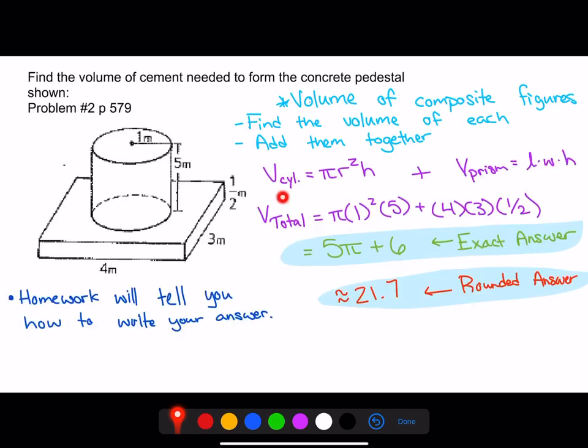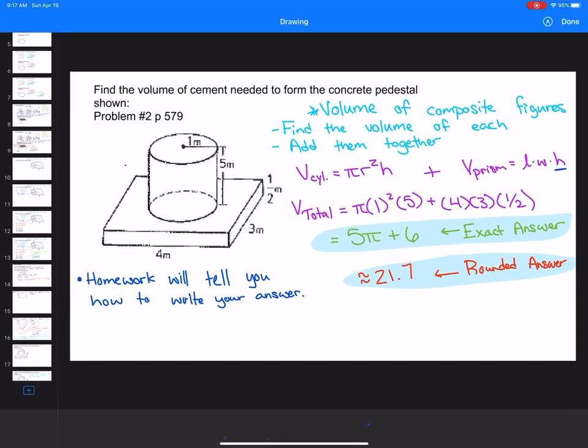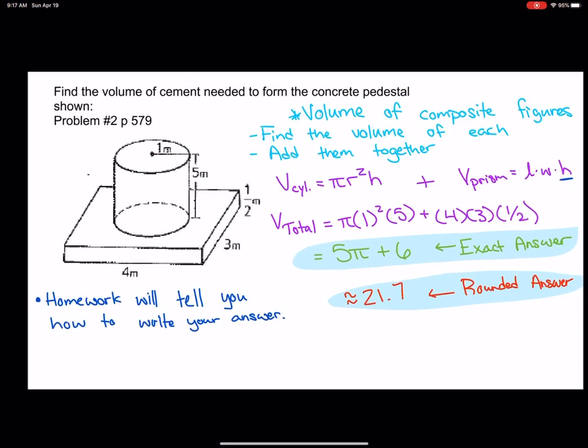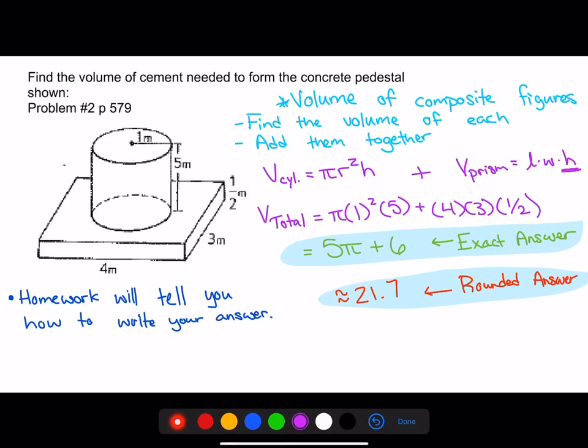First, the volume of a cylinder is, again, pi r squared times height. The volume of a rectangular prism is length times width times height. So I just go ahead and I plug in our values. I notice that my r value is 1, because that's our radius. The height of our cylinder is 5. Not the height of the prism. So these are two different heights here. These are not the same heights. So again, this is not the same as this.